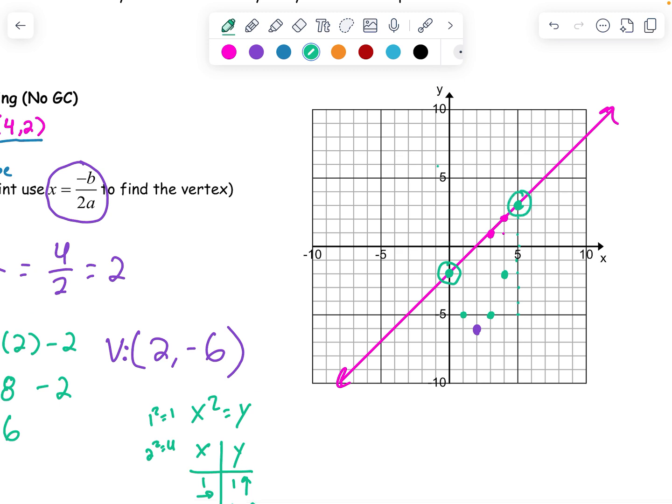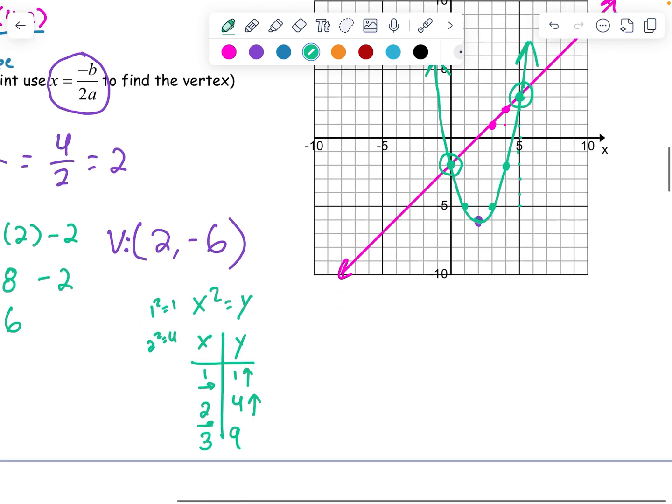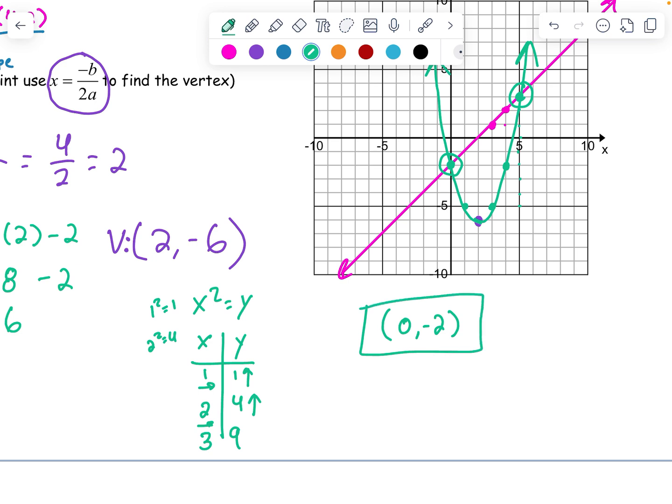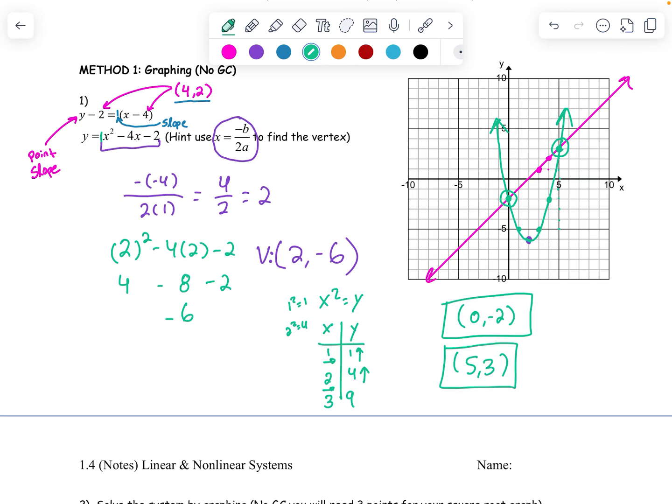So if we graph this thing, it's going to look like this. Comes down through our vertex and then comes back up. And it crosses that line in 2 different spots. So our solution to this system is going to be 0, negative 2, that first point that we found. And then the second point that we found is at 5, 3. So there's our 2 answers to our system right there.